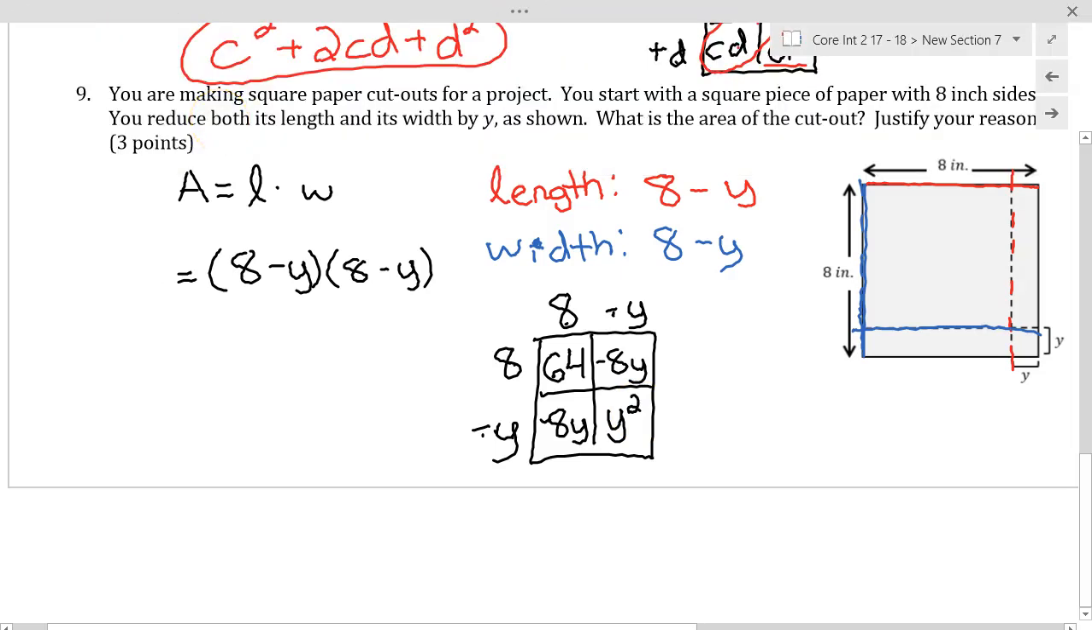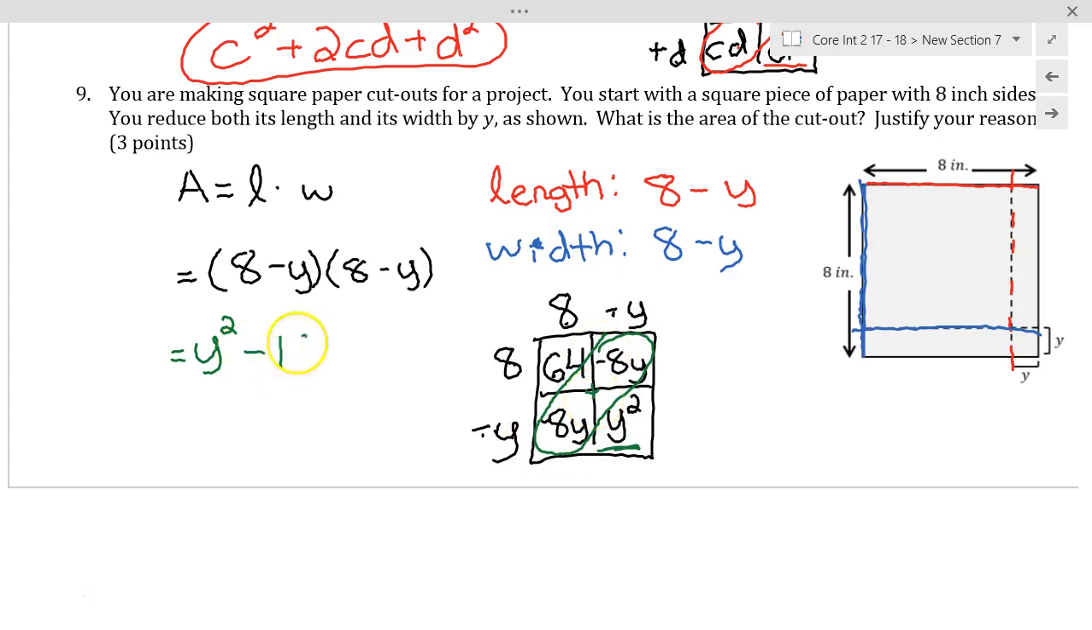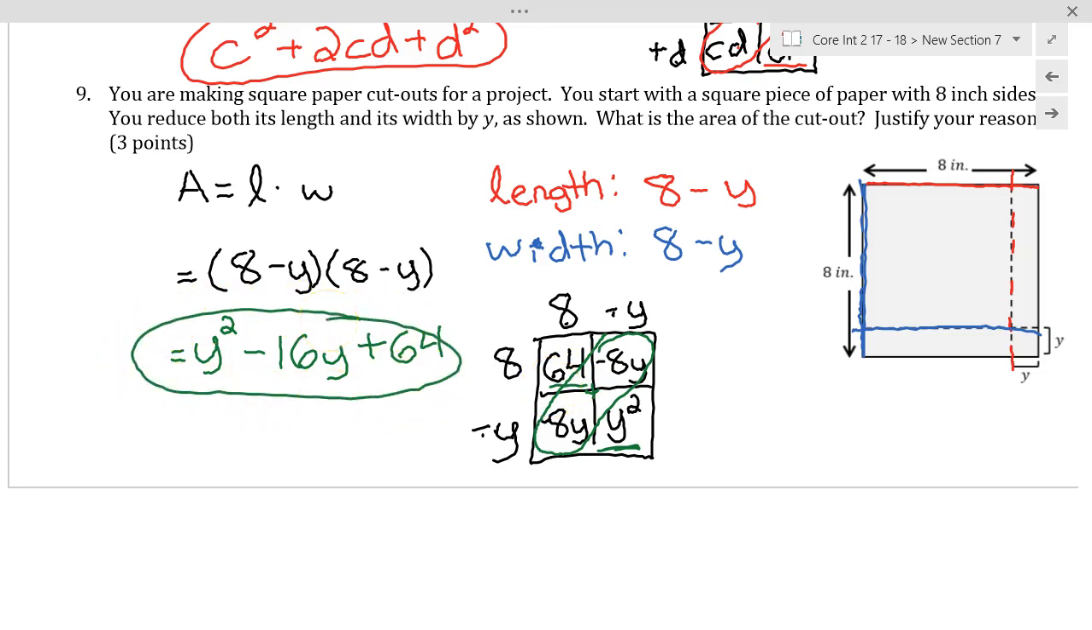So again, I always start with my squared first, my highest exponent. Then just my regular variable, so just my y's. And I'm adding this. Negative 8 plus negative 8 is negative 16y. And then I have positive 64. So my constant comes last. So there's my answer. Y squared minus 16y plus 64.